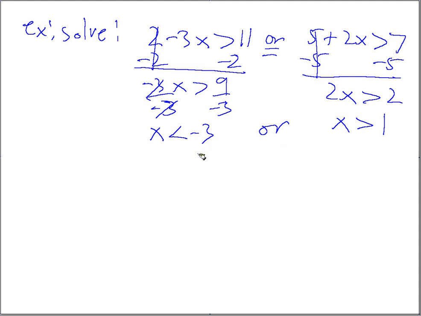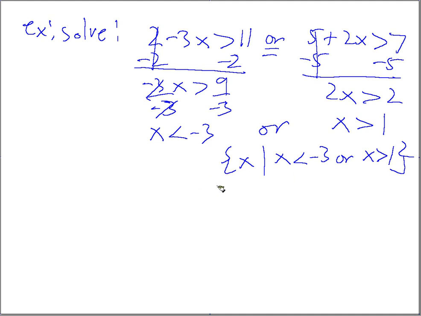How do we write that in set builder notation, for example? Let's do both interval and set builder. For set builder, it will be: the set of all real numbers x such that x is less than negative 3 or x is bigger than 1. Does that make sense?